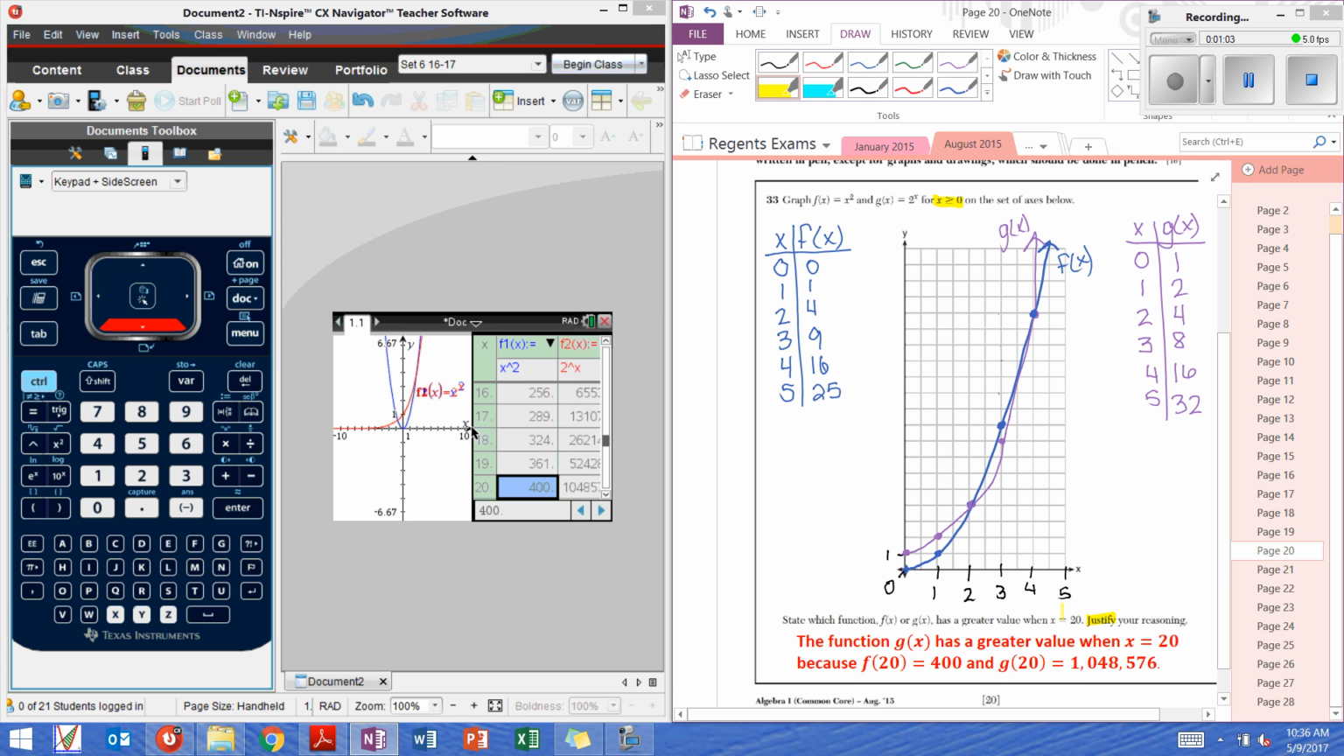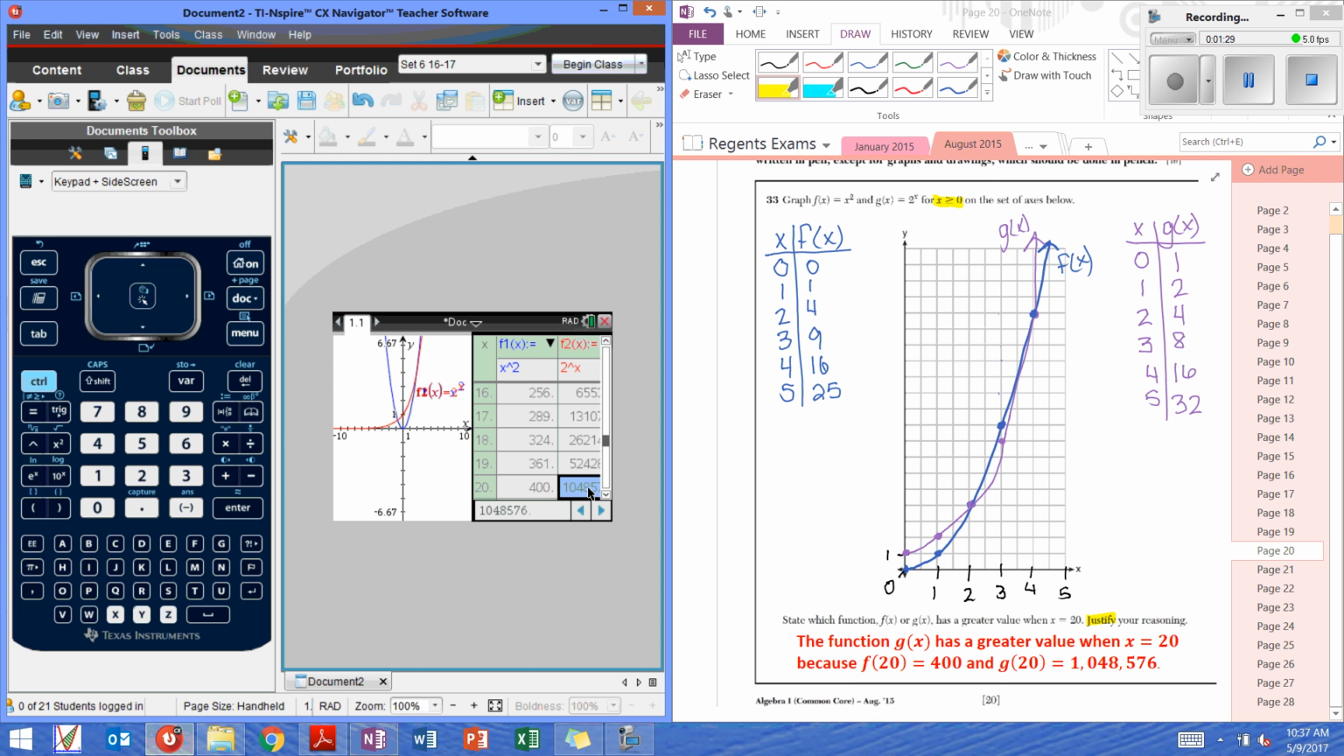Now, I wrote this as a sentence. You didn't have to. Whenever it says justify, it just means answer the question and back it up. So if you want to back it up with words or math evidence, it's totally up to you. But the way that I went about this question, which I think is the easiest, is by looking at your table and showing that f of 20 is 400 and g of 20 is 1,048,576. So g of x has a greater value because this is bigger than the 400. The 1 million number is bigger than the 400.